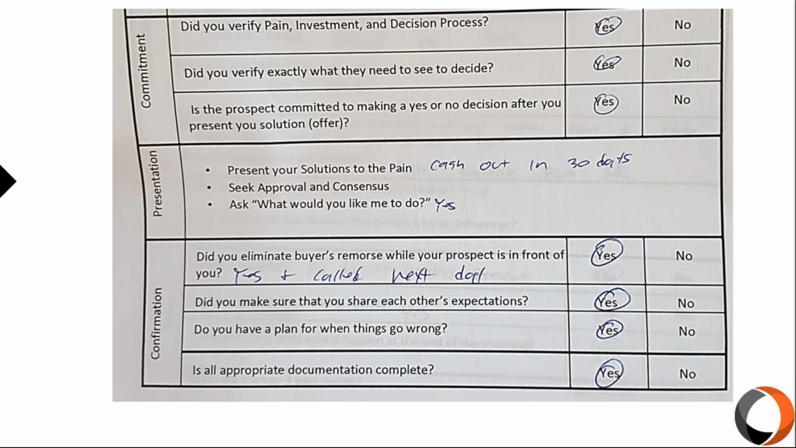When it comes to presentation, present your solution to the pain, seek approval and consensus, ask what you'd like me to do, okay? That's the close. Finally, you want to hit the confirmation. Did you make sure you eliminated the buyer's remorse while your prospect's in front of you? Did you make sure that you shared expectations so the deal didn't blow up if you hit a snag of some sort? Do you have a plan for when things might go wrong? And is all the appropriate documentation complete, right?